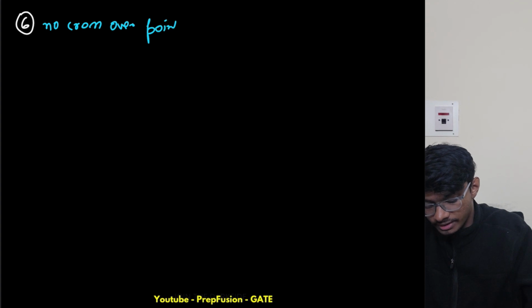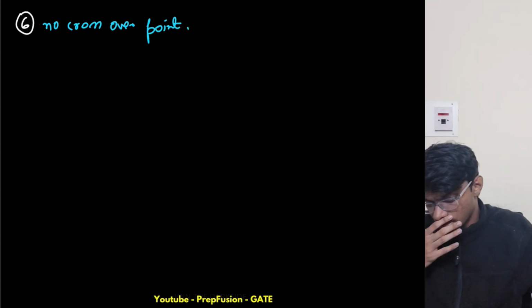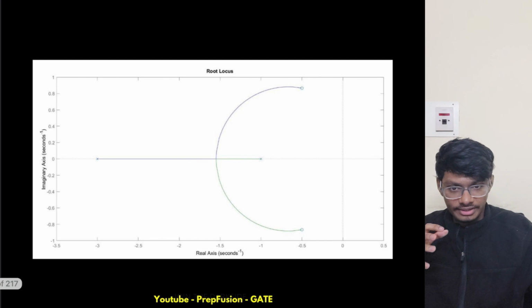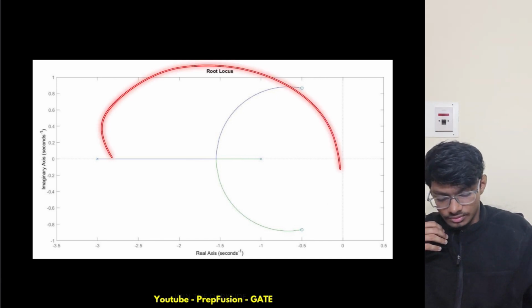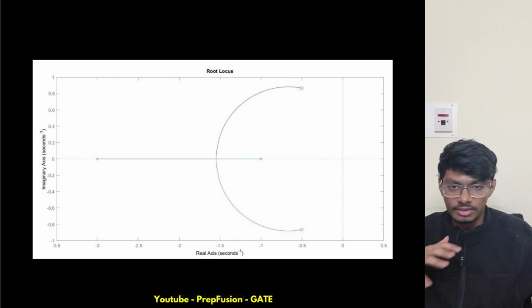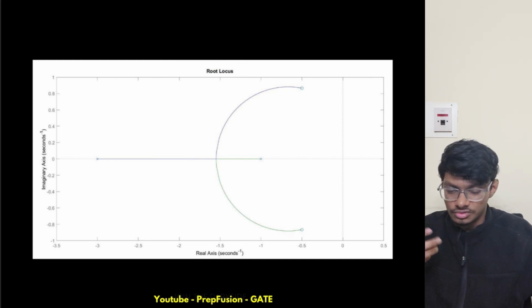From intuition itself I can understand, I don't need to solve further. So the root locus that we get is this one. This one I have already brought up with MATLAB. I haven't drawn it, as this will take time.